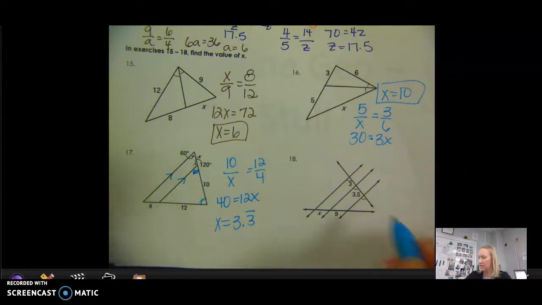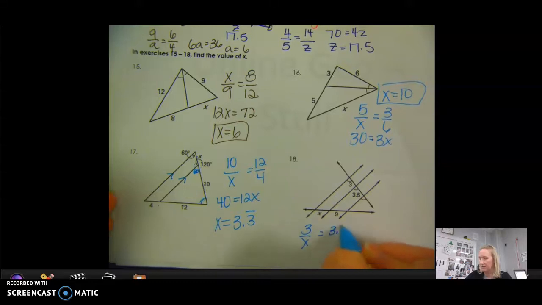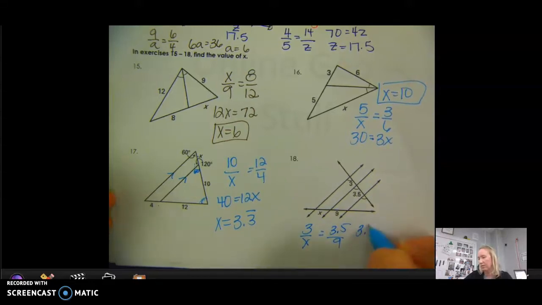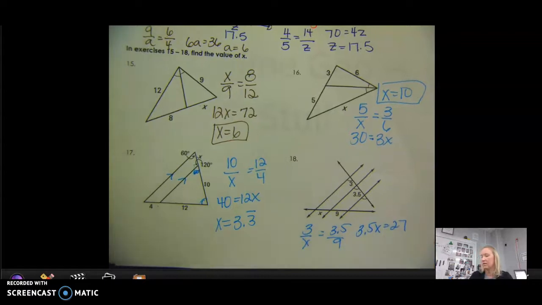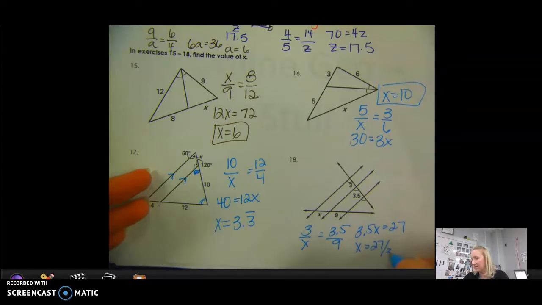Last one, they are parallel because all those angles are congruent to one another. So this over this equals this over this. 3 over x equals 3.5 over 9. Cross multiply, 3.5x equals 27. Divide by 3.5 on both sides. And that's a horrible number. Let me make sure I set that up right. 3 over x equals 3.5 over 9, yep. So x equals 27 over 3.5, which rounded to the nearest hundredth, so 2 decimals, would be 7.71.